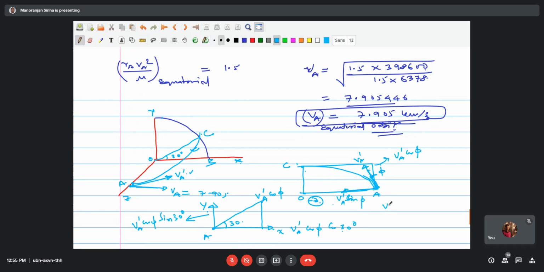So after the impulse, this is what we get: Vz equal to minus Va prime, or later on we will write it as Va prime sin phi, depends on the value of phi. Then we have Vx equal to Va prime cos phi into cos 30 degree, and Vy equal to Va prime cos phi into sin 30 degree. So these are the three expressions, and only along the x direction you have this initial velocity.